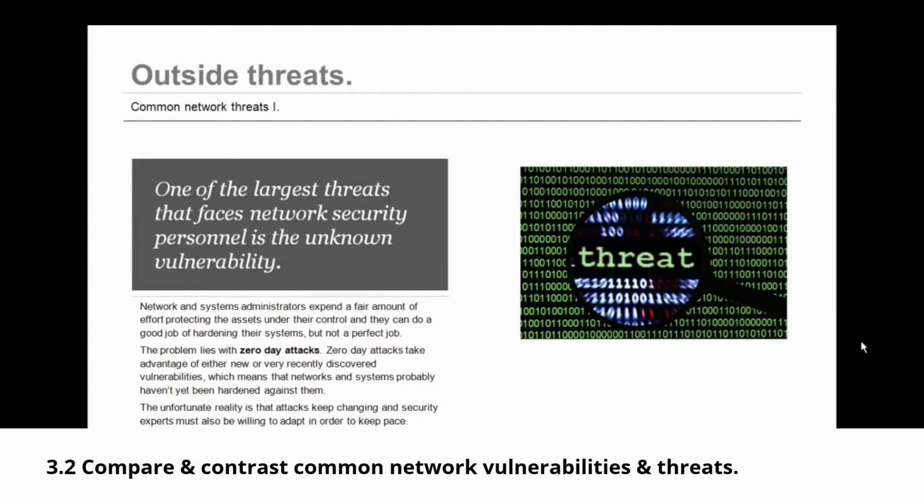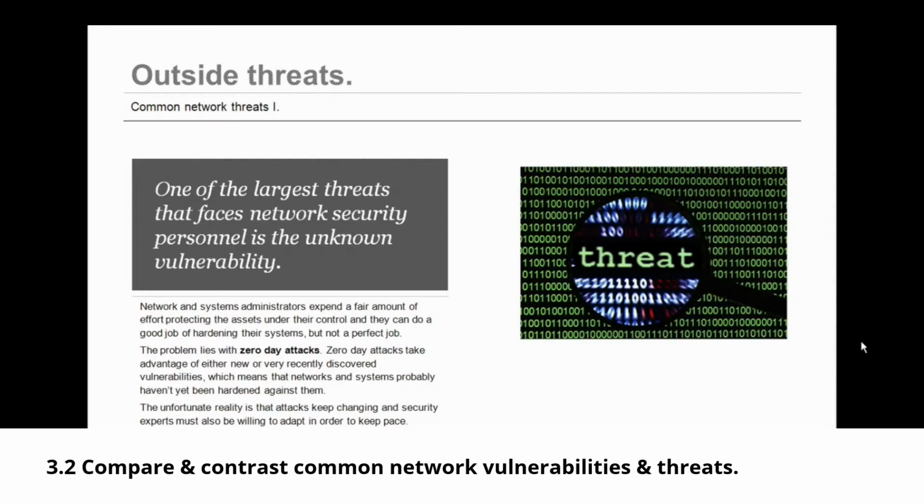Now let's move to outside threats. One of the largest threats that face network security personnel is the unknown vulnerability. Network and systems administrators expend vast amounts of time protecting the assets under their control, and they can do a pretty good job of hardening their systems, but it's not a perfect job. The problem lies with zero-day attacks. Zero-day attacks take advantage of either new or recently discovered vulnerabilities, which means that the networks and systems probably haven't been hardened against them yet.